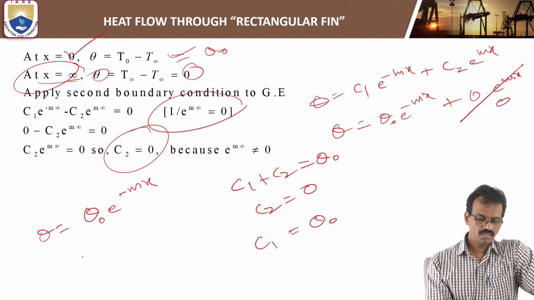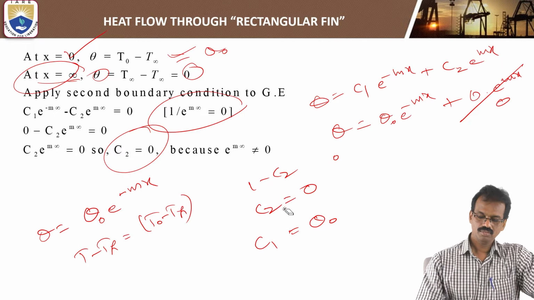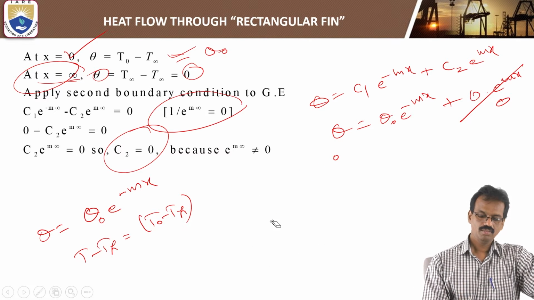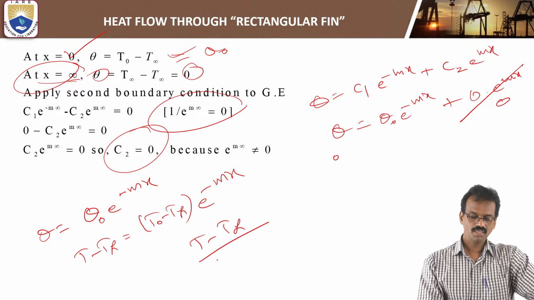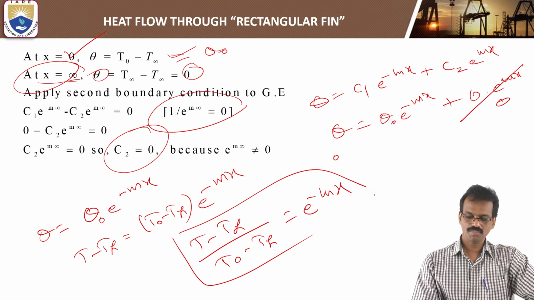Theta is nothing but T minus T infinity. You know that theta naught is nothing but T naught minus T infinity, into e to the power of minus mx. You can rewrite it like this: T minus T infinity by T naught minus T infinity is equal to e to the power of minus mx. This is the formula. You can remember this one.